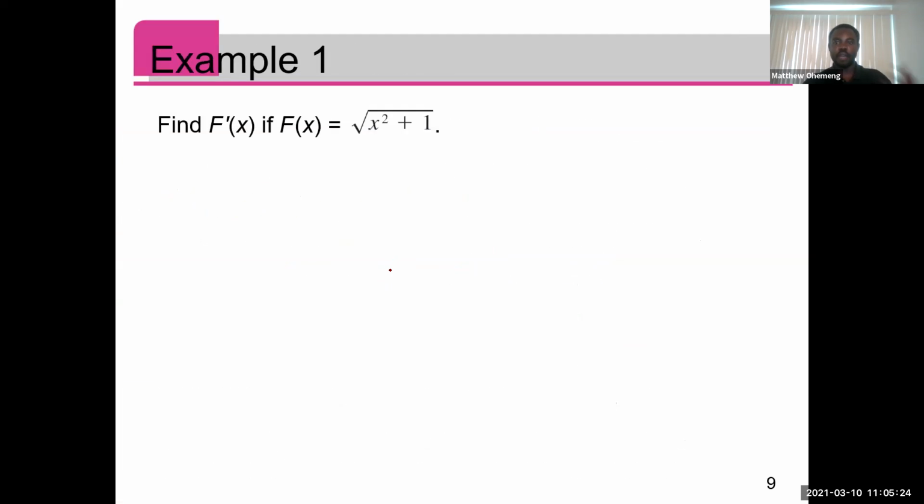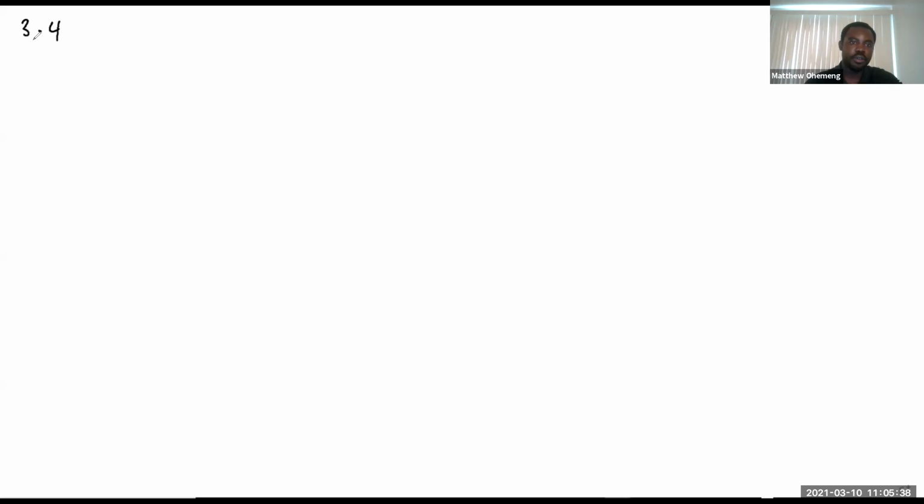Okay, so now let's try and use the chain rule to get an answer to this, right? So let's work this. I'm going to do this on a whiteboard. That's 3.4 example 1 on slides.